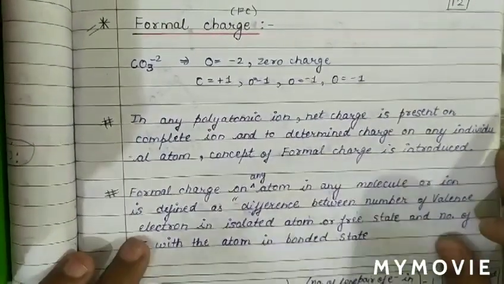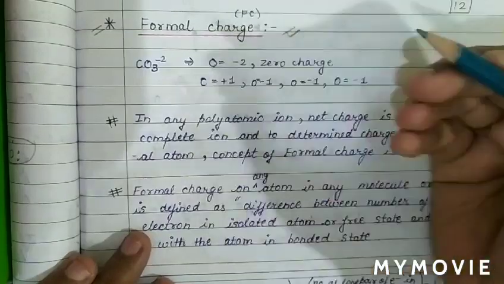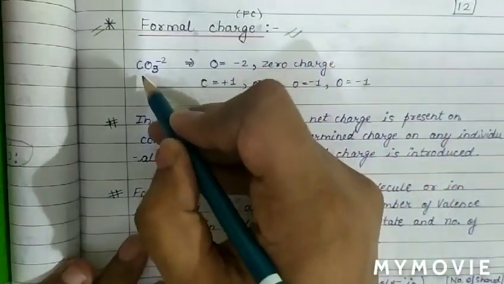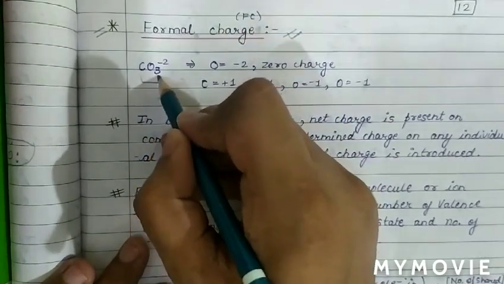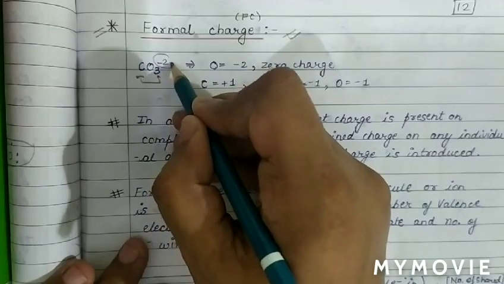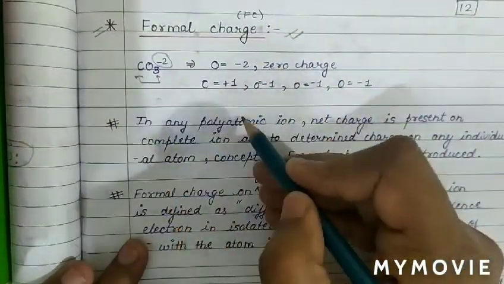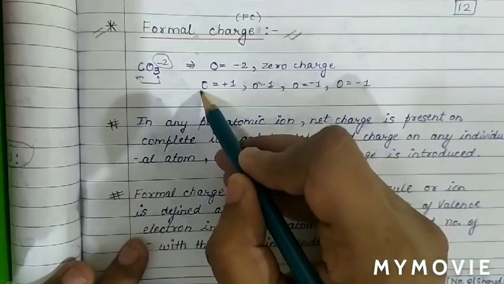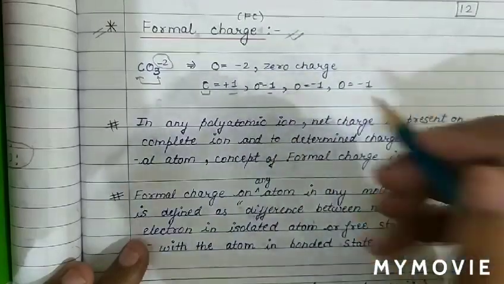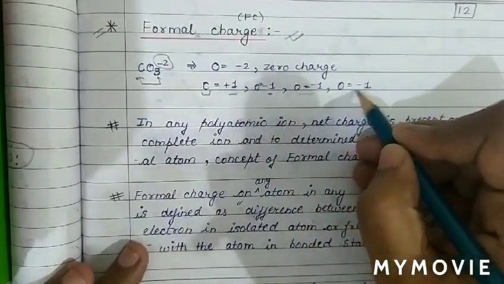Today we are going to start a new topic based on the Lewis dot structure, that is formal charge. See how formal charge is calculated. In the case of the carbonate ion, the carbonate ion carries -2 unit of charge. So basically when we solve, the charge on the carbon atom comes +1, while an oxygen atom will carry -1. Another oxygen atom will carry -1 and another oxygen atom will carry -1.